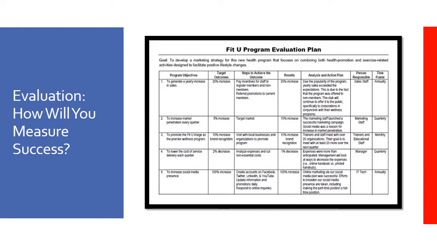And finally, the last thing you will create for your marketing plan is an evaluation plan. This is where you will find out if you reached your objectives that you set in the beginning of your marketing plan. For my evaluation plan, I created a table in Microsoft Word. Here I listed each objective, my target outcome, the steps that I took to achieve the outcome, the results, analysis and an action plan, the person who was responsible for that objective, and how long it took us to set forth with that objective to finalize it.